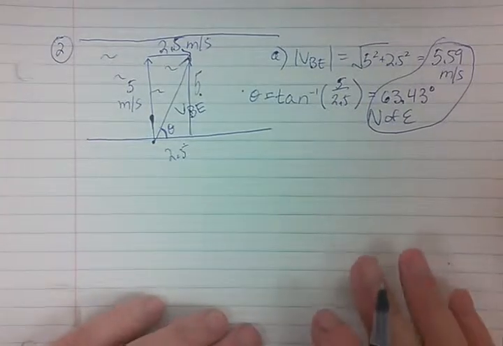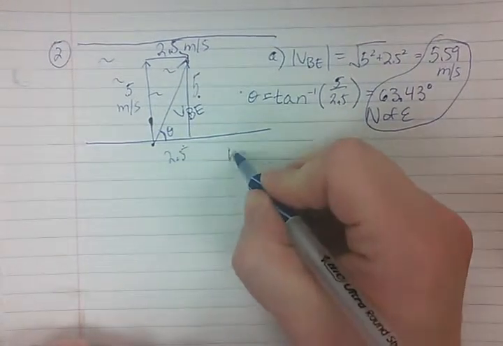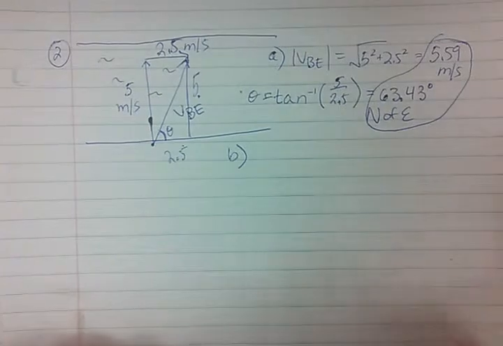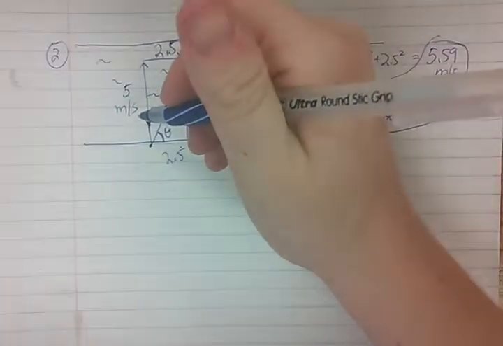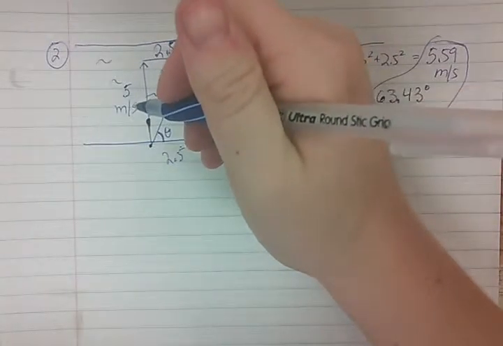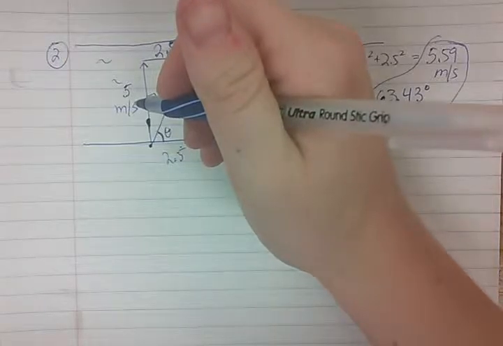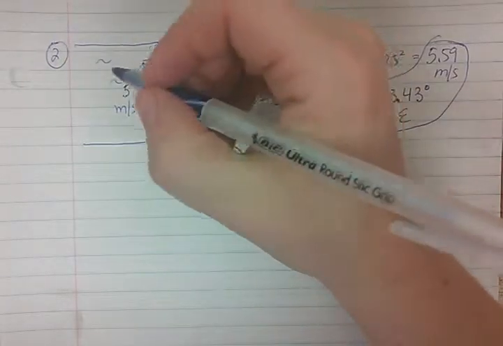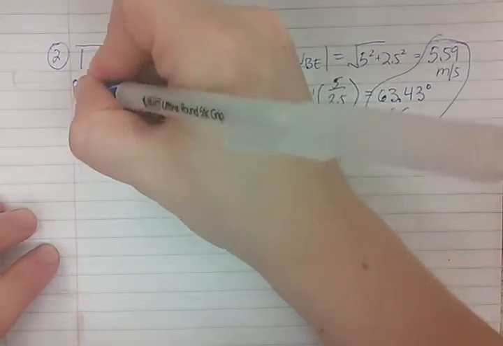So that is part A of the problem. Part B of the problem asks if the width of the river is 80 meters wide, then how much time does it take the boat to travel shore to shore? So again, this distance is 80.